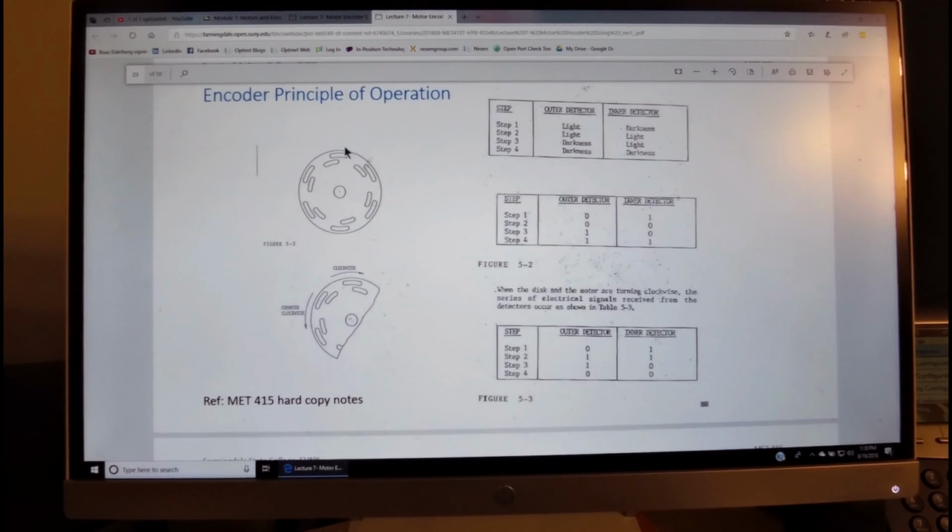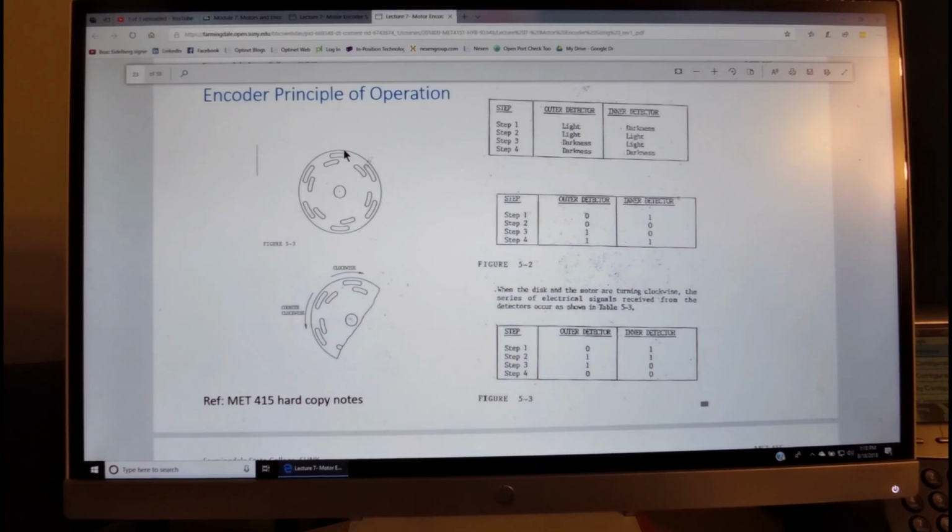As we move clockwise, we'll see light and light, then dark and light, and then dark and dark. If we assign 0 to light and 1 to dark, then we come up with binary codes that can allow the robot, when we do homing, for example, to find out the direction of motion and also to count the number of pulses.